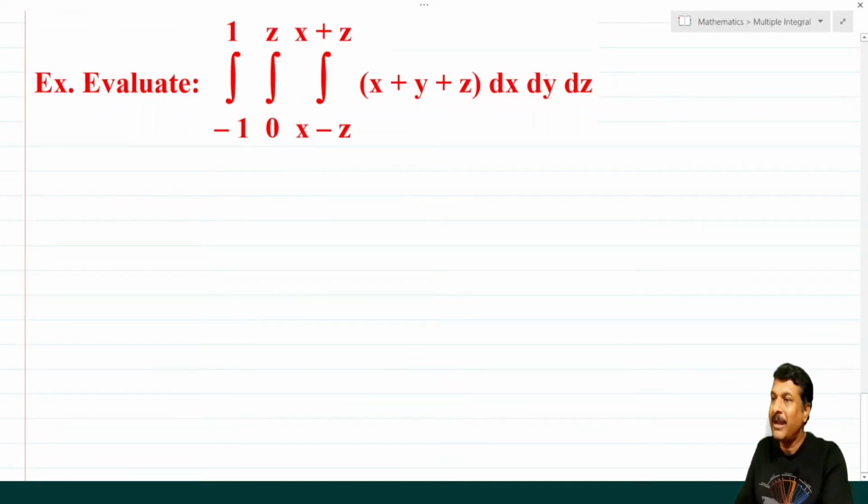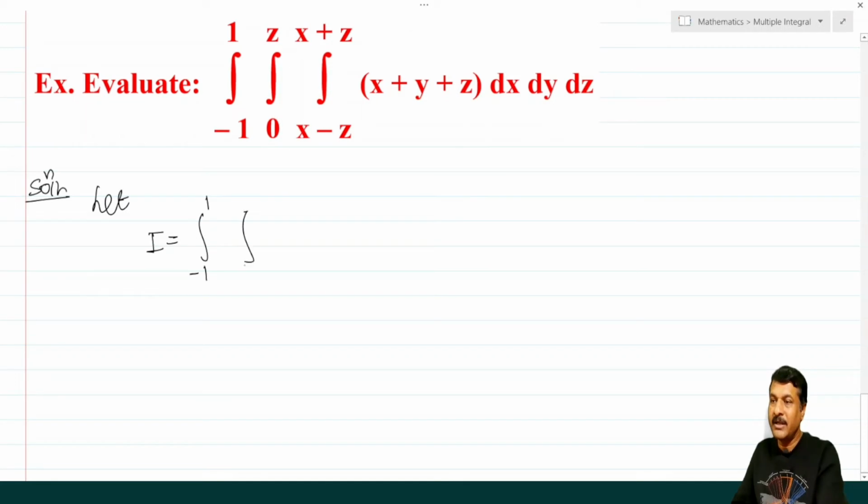Example: evaluate the integration from minus 1 to 1, middle integration from 0 to z and inner integration from x minus z to x plus z of x plus y plus z dx dy dz. So how to solve it? Let the given integral be I, integration from minus 1 to 1, middle integration 0 to z, and inner integration from x minus z to x plus z, x plus y plus z, dx dy dz.